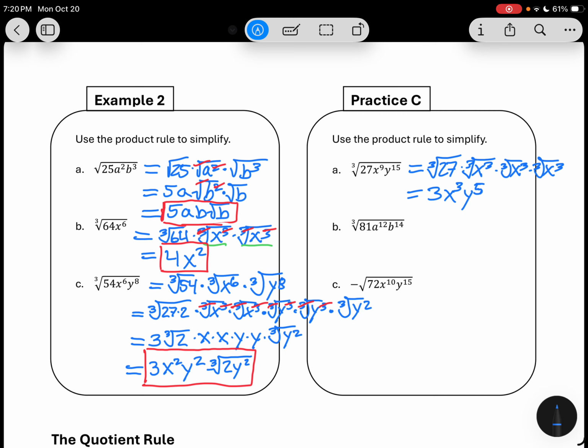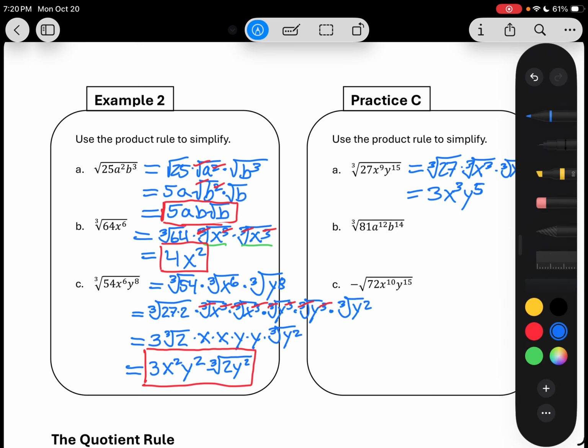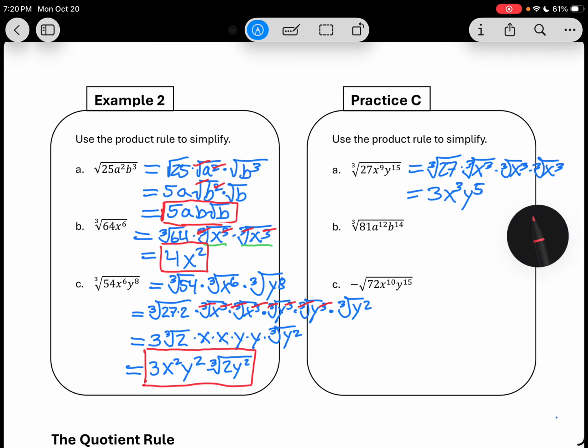So if you've noticed that root, whatever root it is, is dividing the power by that root. So it's a cube root that divides the 9 into 3. That's why we have x to the third. And cube root divides 15, and that leaves 5, so that's why we have 5 there. So that's also kind of a way you can do it.